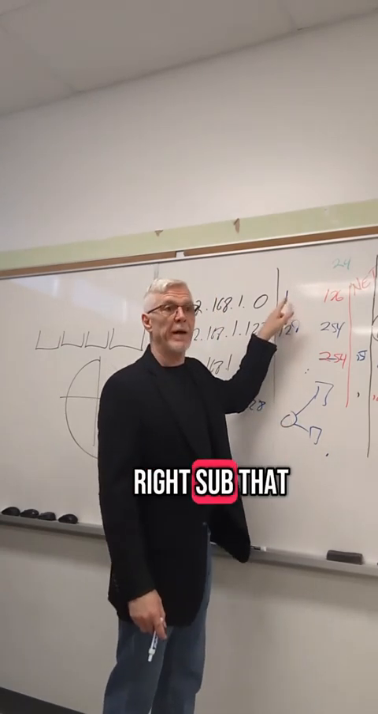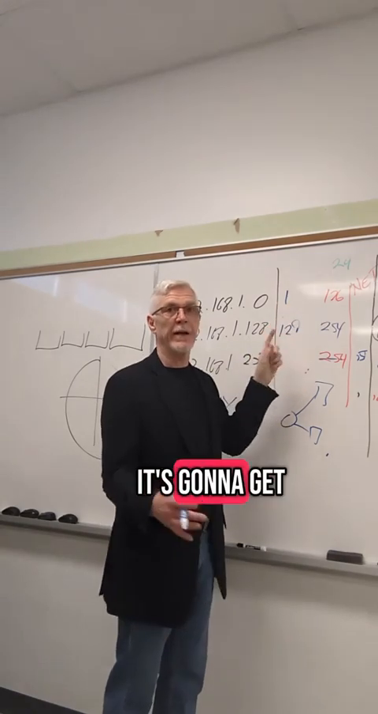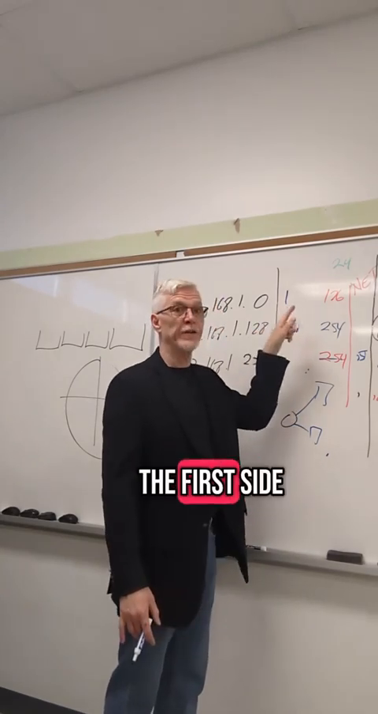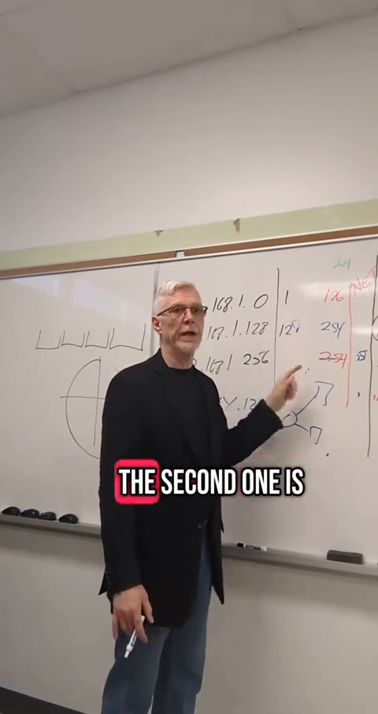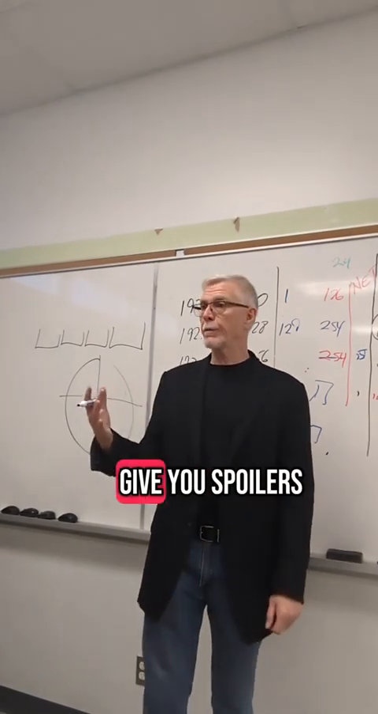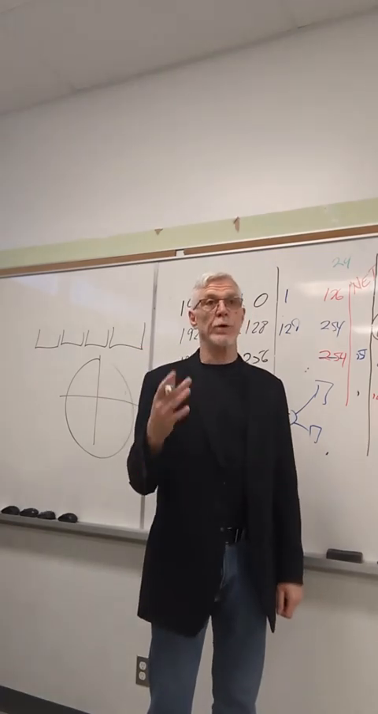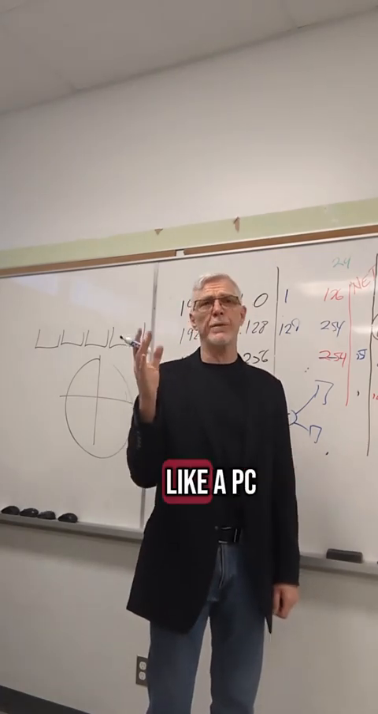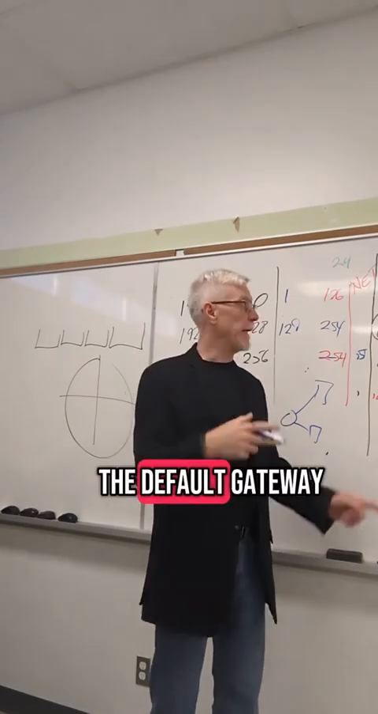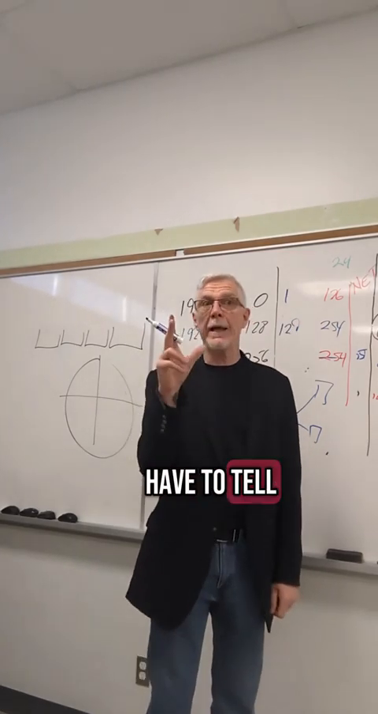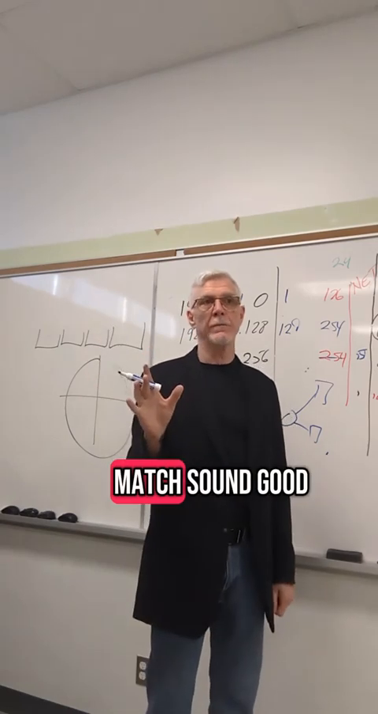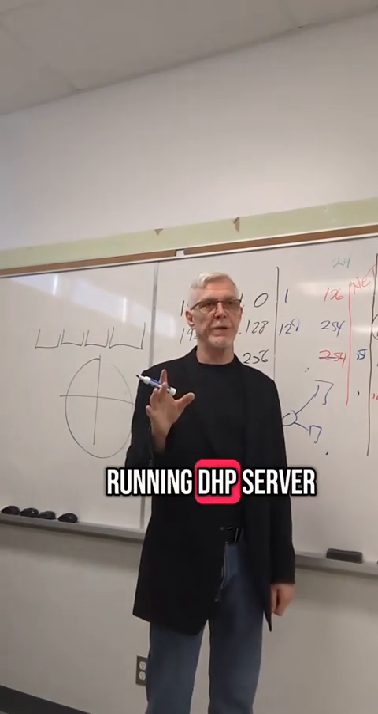If you don't put the right subnet mask up here, and then you try and do funky stuff, it's going to get very confused. It's going to say no. It's going to say there's overflow or something, right? But once you tell it the first side has been subnetted, it automatically knows the second one is. You'll see that. Then on every IP, and by the way, this is the 3rd time I've done this this week, so I'm going to give you spoilers. On every PC, when you put the IP address, like on the first network, you're going to do like a PC 192.168.1.10, right? You're going to have to give it the default gateway, which is going to be 1, and then you're going to have to tell it the subnet mask. You have to manually tell everybody the subnet mask. Sound good? Because we're not running a DHCP server.